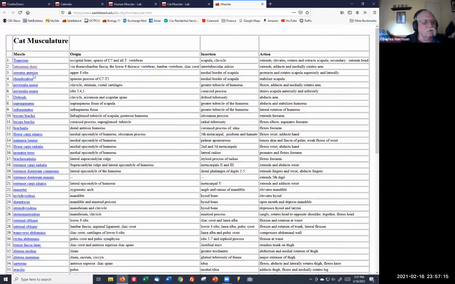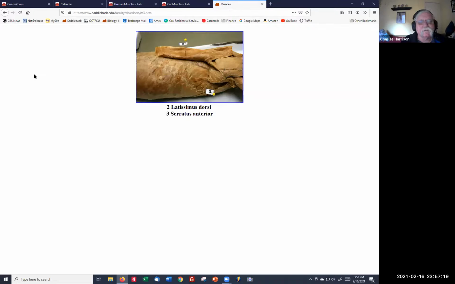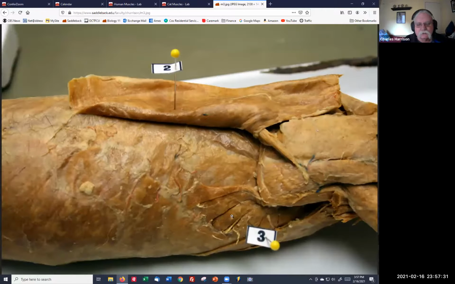when you're on the cat muscle page, I'll look at the serratus anterior because we looked at it a moment ago. Now, this is a small picture which I could enlarge, but you'll see. Here's the serratus anterior. All I have to do is double click it, and you get a full screen. This is the serratus anterior.